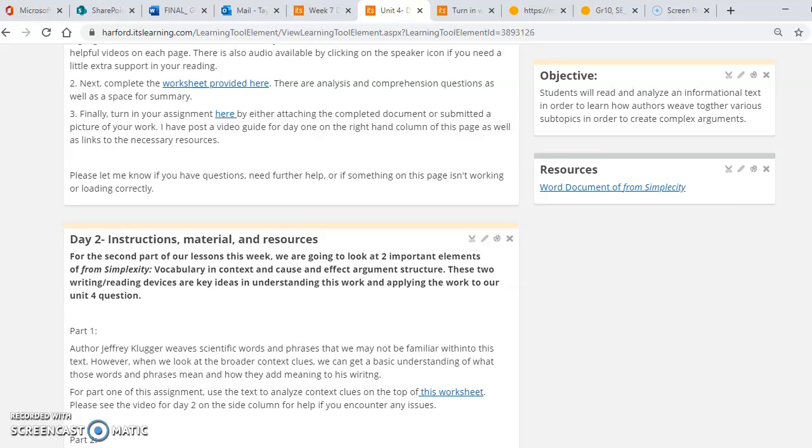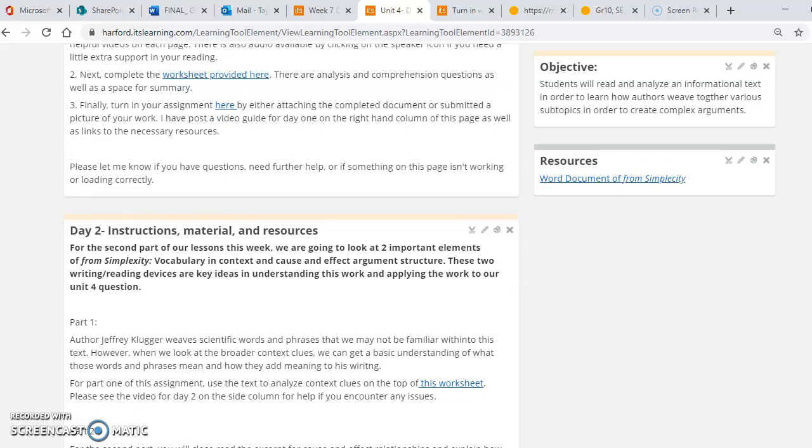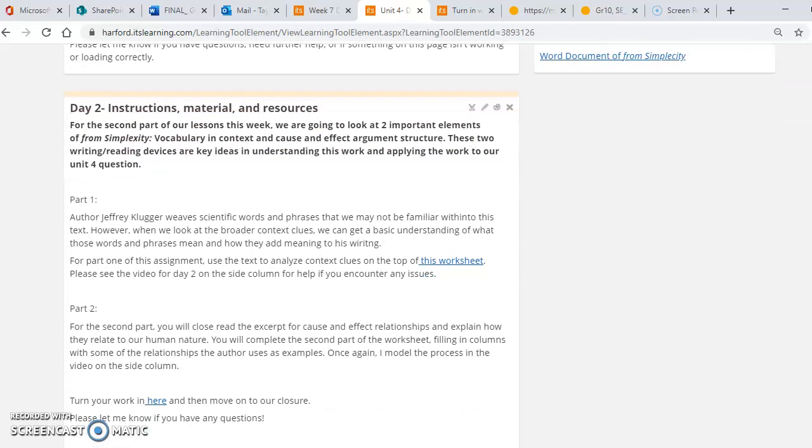So first, our objective for today is a continuation from day 1, which is students will read and analyze an informational text in order to learn how authors weave together various subtopics in order to create complex arguments. So what we're really looking for today is the language the author uses and the cause and effect structure that he uses in his writing.